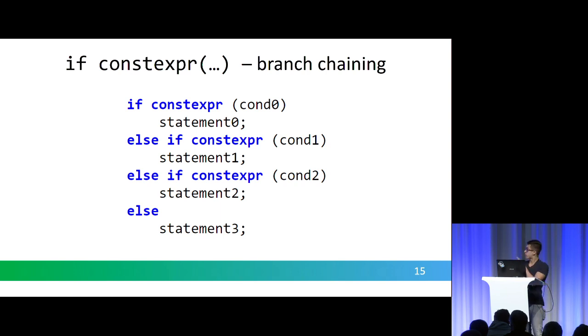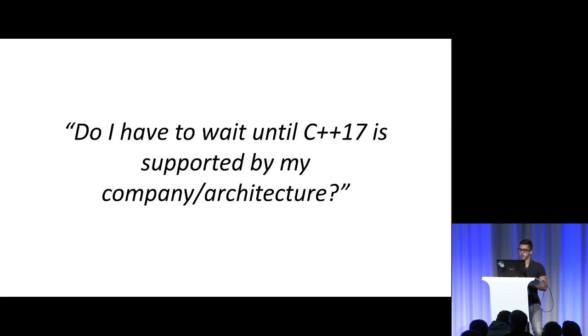So remember this thing from D? No, forget it. We can't have that. We're going to follow the usual C++ rules. You can obviously chain branching with if_constexpr. You can just say else if_constexpr, and all of this will be evaluated at compile time.